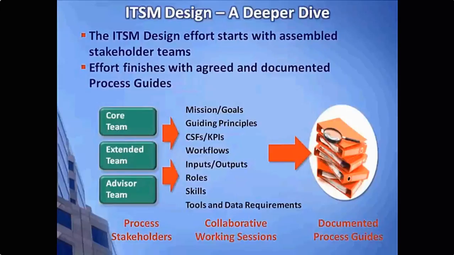Note that the core team, extended team, and advisor team represent your process stakeholders. That is the people that will be impacted and working with your processes after they're put into production. Your mission, goals, guiding principles, workflows, etc. Those will all be developed through collaborative working sessions with the core team and the extended team members. And then the outputs will be your documented process guides and transition plan that become the final results from all those efforts. But it's through these collaborative working sessions that a lot of these various pieces and parts of your process will get developed.